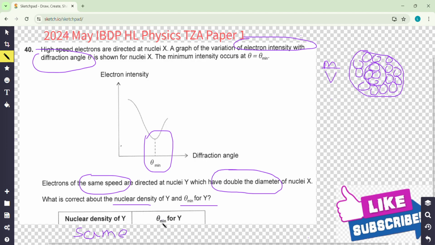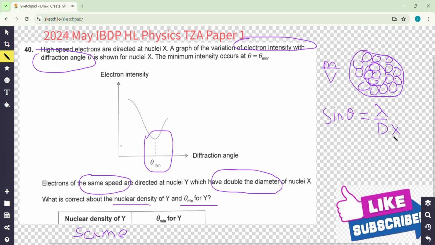The other one is about the angle theta, the minimum angle. How is it affected by the size, the radius of the nuclei? So you have to look up the equation. Which one? Yes, sine theta equals lambda over d. d is the diameter of the nuclei.